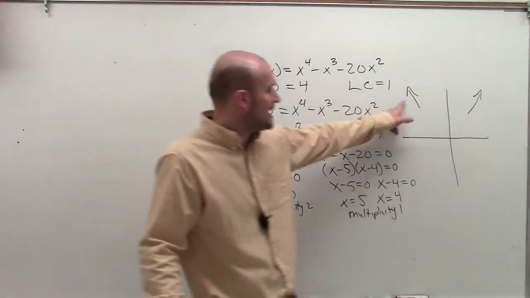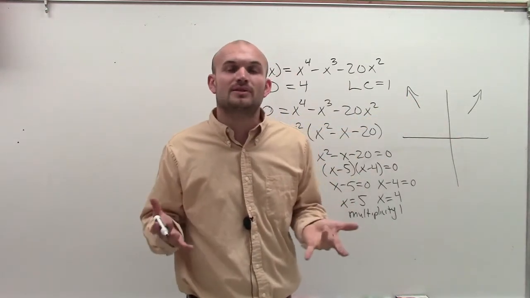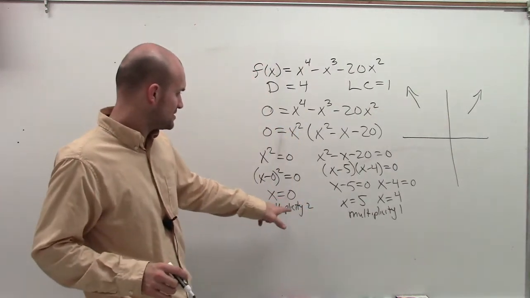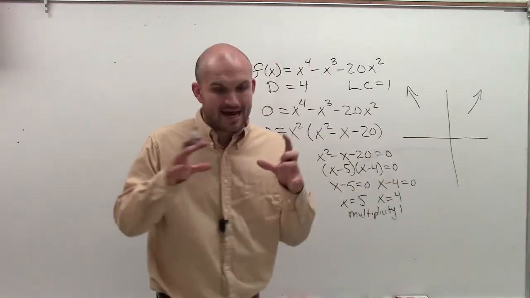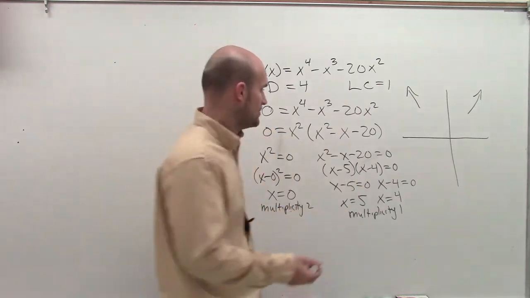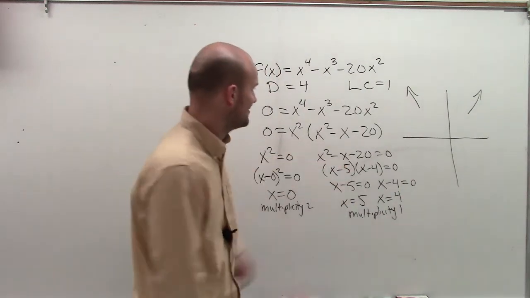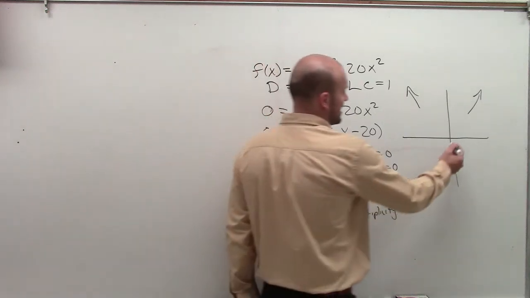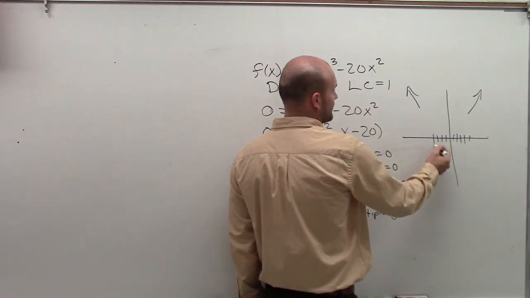Why do we care? Well, we have the end behavior: rises left, rises right. When you have an even multiplicity, your graph is going to touch at that zero. So my graph touches at 0. I don't know if it's going to touch upward or downward. When it has an odd multiplicity, it's going to cross through the zero. So my graph crosses at 5, 1, 2, 3, 4, 5, and crosses at negative 4, 1, 2, 3, 4.